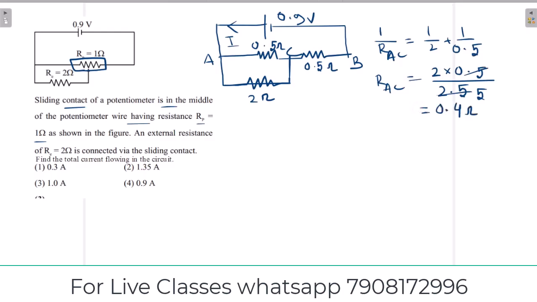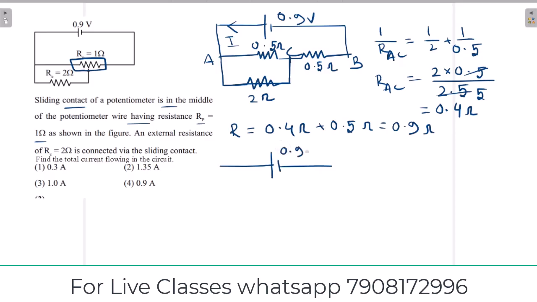So between A and C is 0.4 and C and B is 0.5. So the total resistance of the circuit R becomes 0.4 ohm plus 0.5 ohm, that is 0.9 ohm. Now if we draw the circuit again, the battery is of 0.9 volt and the equivalent resistance between A and B is 0.9 ohm.